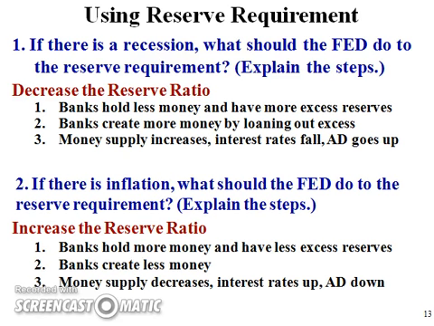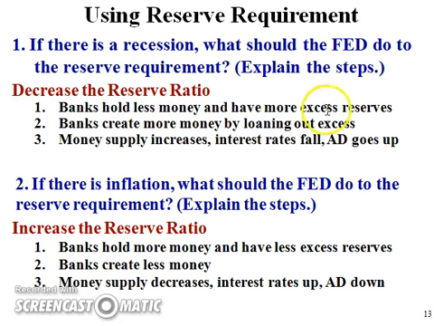which doesn't happen very often, but you still would need to understand the relationship. So slide 13 walks you through that. If there's a recession, the Fed needs expansionary policy. All right, so we want to lower the reserve ratio, meaning that the required reserve percentage would decrease, therefore the excess reserve percentage would increase.